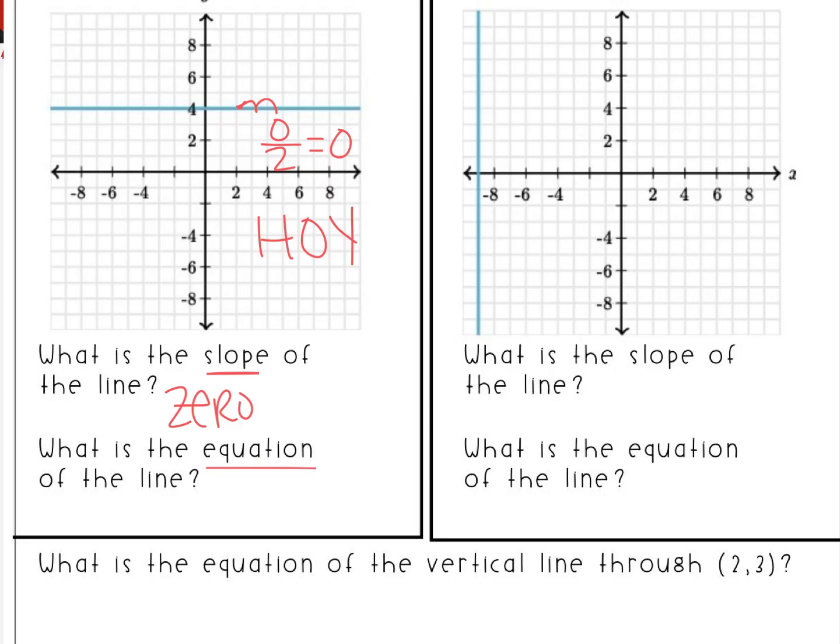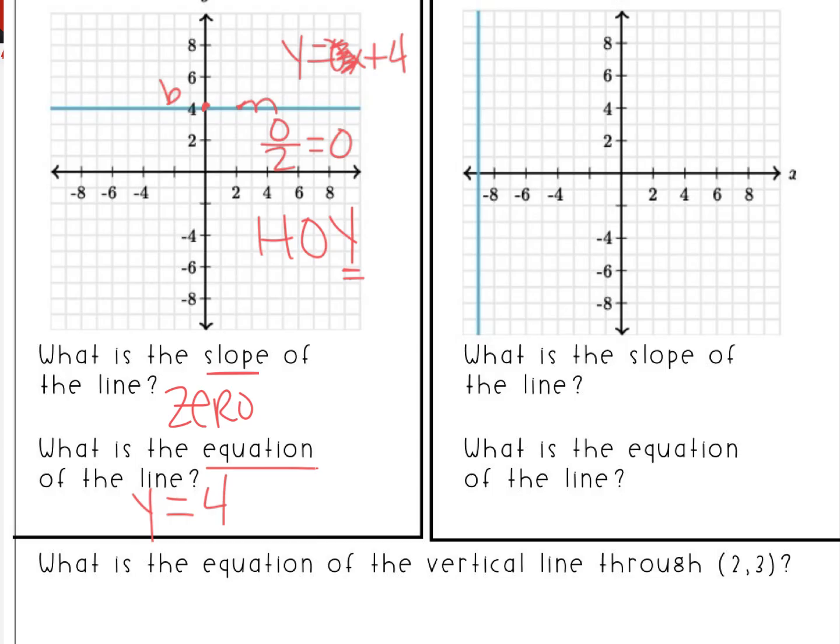What is the equation, right? OI. Y equals, what number did I cross on the Y? 4. And part of that is because if we did y equals mx plus b, right, this is really our b. Well, we're not going to write y equals 0x plus 4, right? We're just going to write y equals 4.